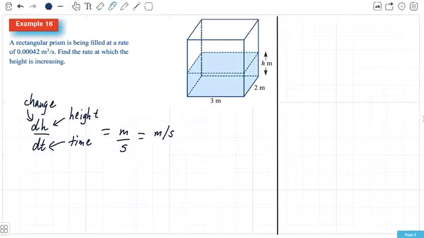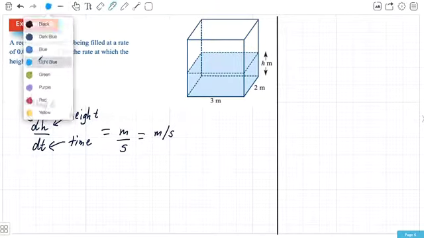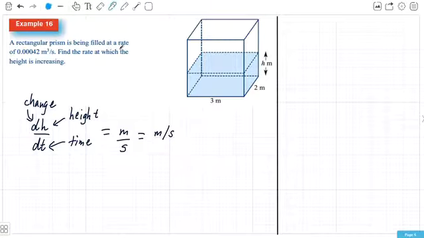Then you're also thinking, what would the rate probably be that I'm looking at, and then going through and working to find the rate that you're actually interested in. So in this question, you can see we've got a rectangular prism being filled at a rate of 0.00042 metres cubed per second. Find the rate, and you've got two rates here, at which the height is increasing.